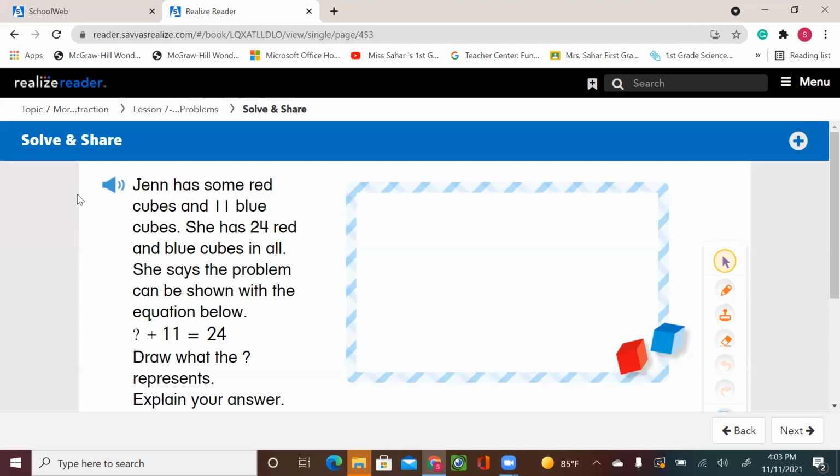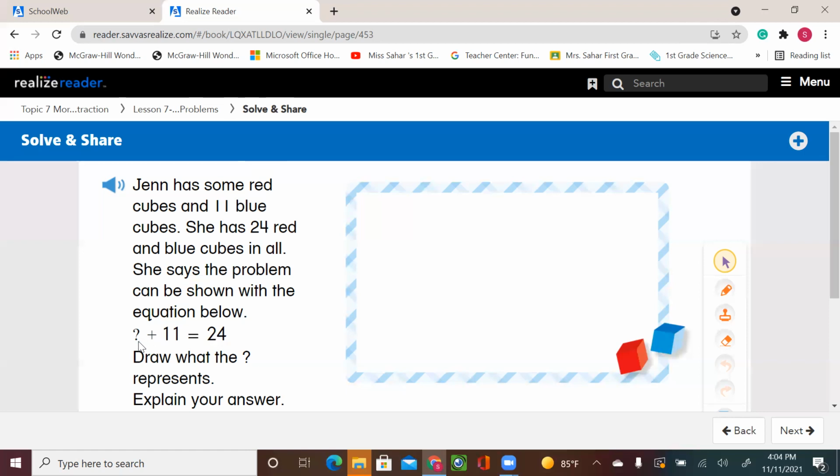As we see here, we know that Jen has some red cubes and 11 blue. So we don't know how many red cubes she has, but I know that she has 11 blue cubes. And I know that the total of cubes, both red and blue, is 24. So I know my whole number, I know one of the addends, and I have the missing addend.